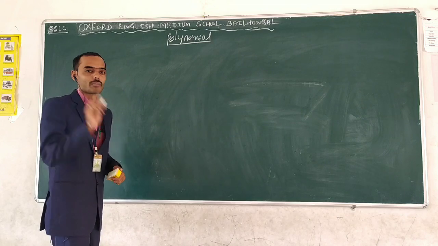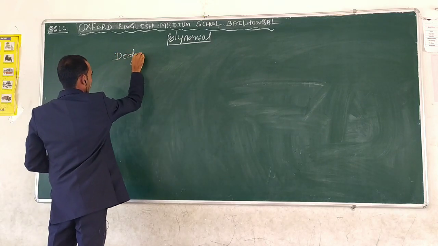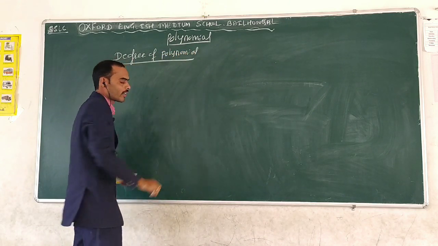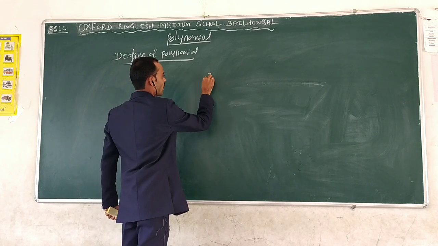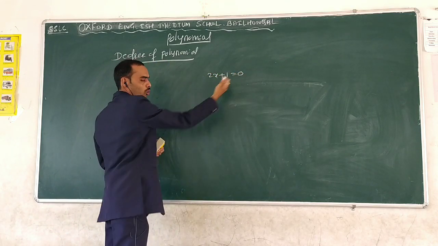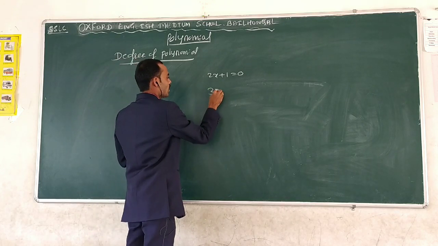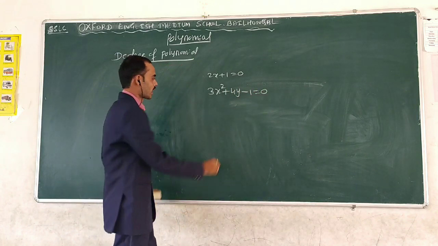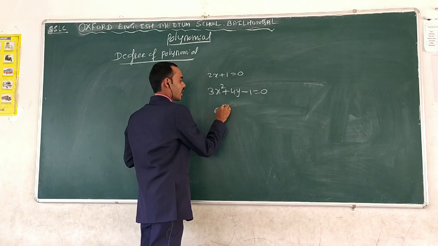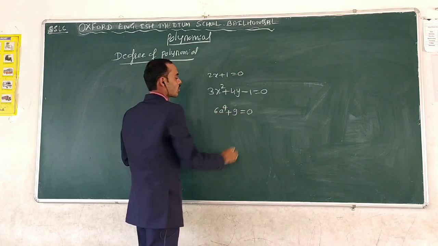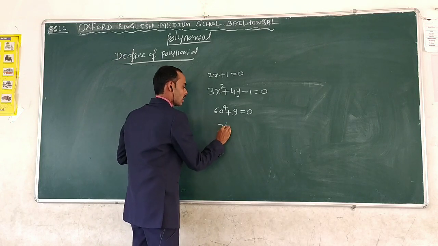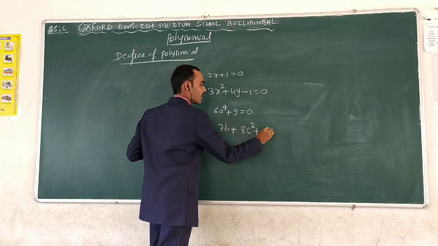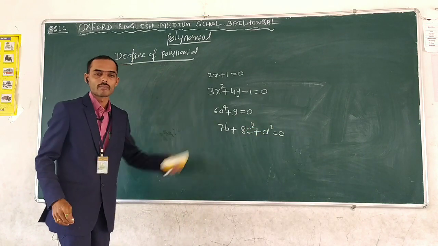Next, what? The degree of the polynomial. Okay. I will take 2 to 3 examples here. 2x plus 1 is equal to 0, it is an equation, equated to 0 means what? Algebraic equation. Next one, 3x square plus 4y minus 1 is equal to 0. Next, 6a raised to 4 plus 9 is equal to 0. Next, 7b plus 8c square plus d cube is equal to 0. So, these are some examples.